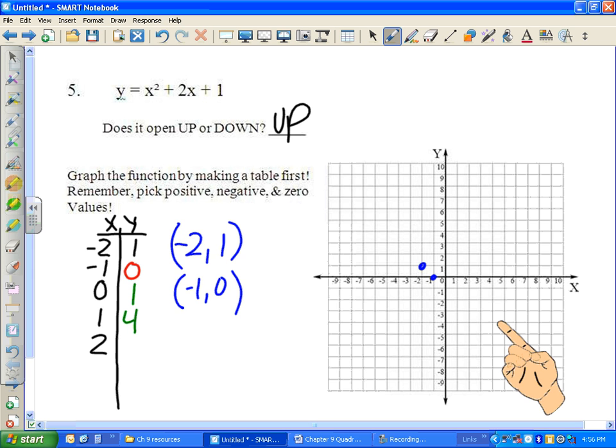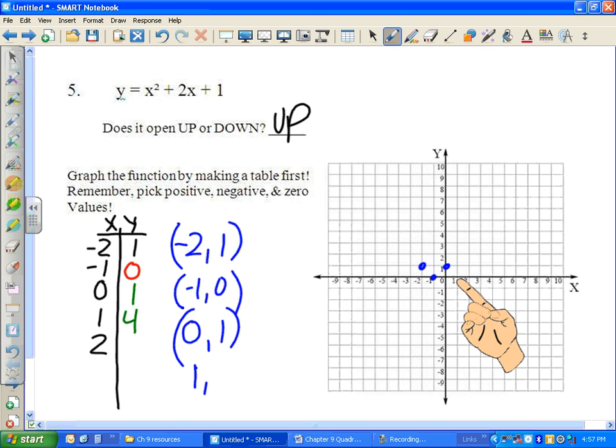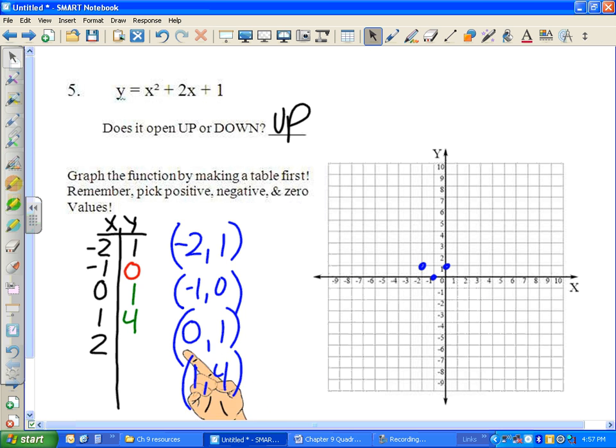Next point that I have is 0 comma 1. Wow, what does that mean? That means I'm going to go 0 this way, and I'm going to go 1 this way. 0 this way, well there I am, and up 1. Now I have 1, 4. That means I'm going to go 1 this way and 4 this way. So 1 this way and up 4.